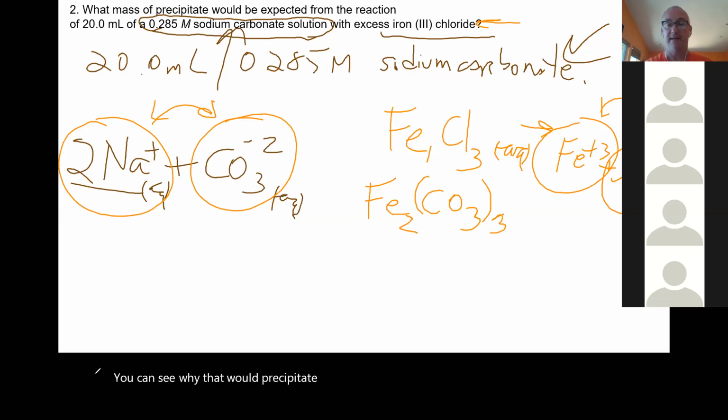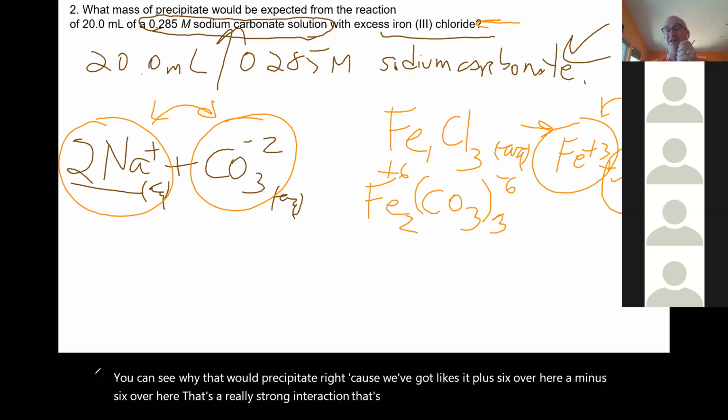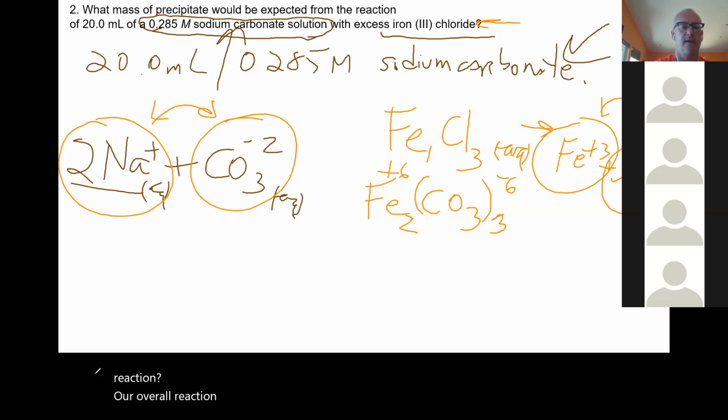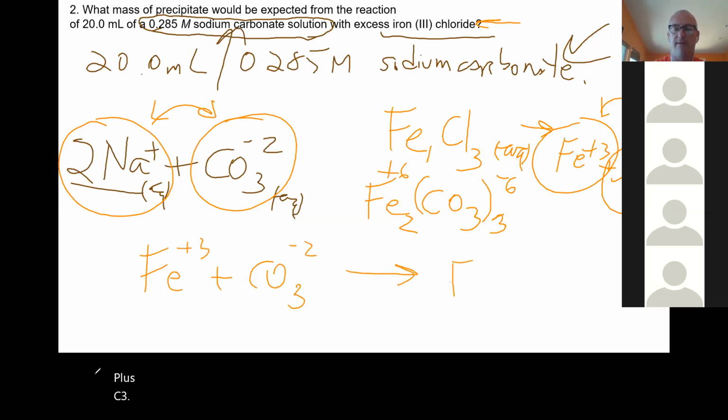Because we've got +6 over here and -6 over here. That's a really strong interaction. They're going to want to be with each other rather than with water, so it's going to fall out. So what is our overall reaction? Our overall reaction is Fe plus CO3 makes Fe2(CO3)3. So is that a balanced reaction?